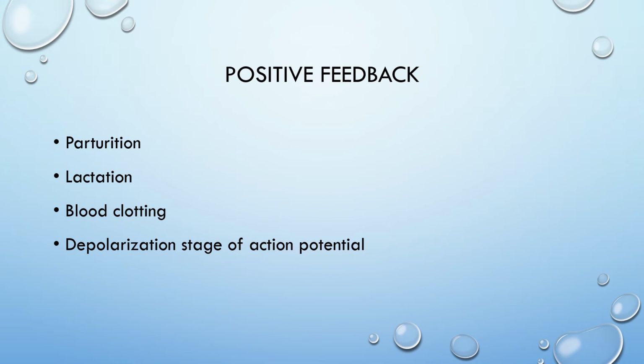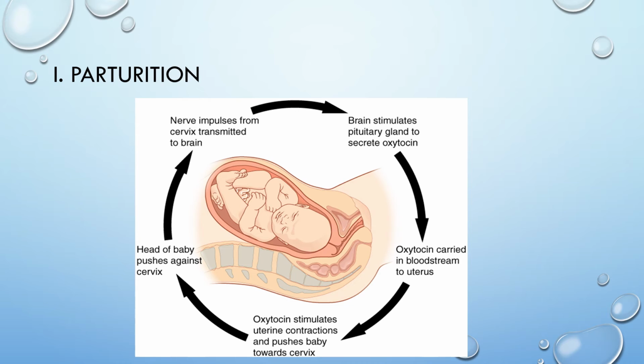The other mechanism that occurs in the body in order to maintain homeostasis is positive feedback. I will share with you 4 examples of positive feedback that normally occur in the body. The first one is what happens during parturition. At term, the head of the baby will start to push against the cervix, and this will send an impulse to the brain, to the center located at the pituitary gland, and the pituitary gland starts to secrete oxytocin.